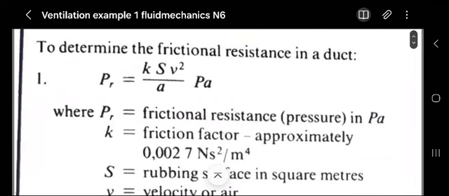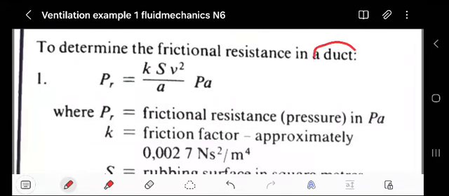As you can see, when you're dealing with this, you should be given a fan duct. That will be your duct there. If you are given a duct, you must know that frictional resistance is simply just a pressure. They've included the bracket to show you this is the pressure. It is measured in Pascal.